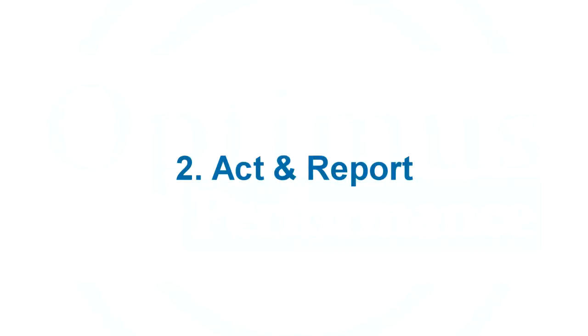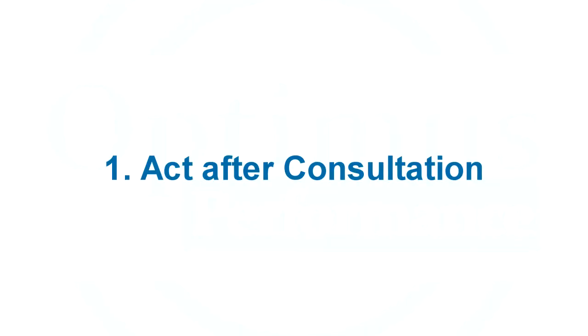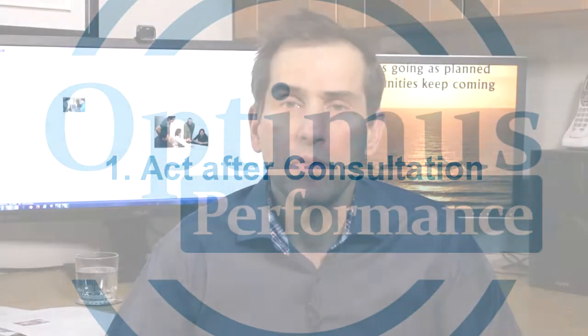The second level of authority is act and report. This is where the person has the authority to carry out their job functions and only needs to report back on what they've done or the progress they've made. The third level of authority is act after consultation. So in this case, the person would consult with you, get your input, and then act accordingly. But they still have the power to carry out the function in the way they see best.